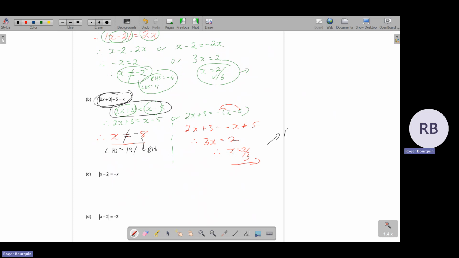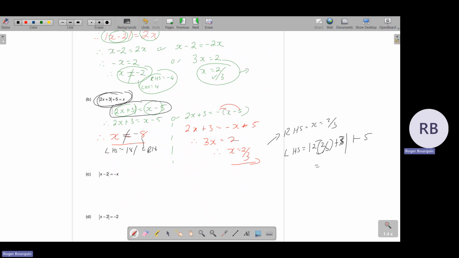Well, the right-hand side would just be 2/3 because that's just x. But the left-hand side, as I say, you don't have to show this working, but if you want to write it down, you can. The left-hand side would be 2 times 2/3 plus 3, okay, plus 5, right? Which is 4/3 plus 3, which is 13/3. All right. 13/3 plus 5 is 13/3 plus 15/3.